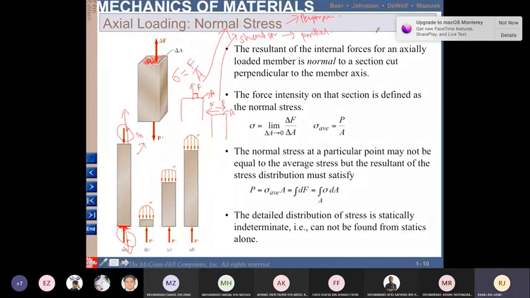So stress has two types. One is normal stress, and one is shear. Normal stress is typically written with this symbol, sigma. Shear stress is typically written with this symbol, tau. But the equation is still the same, F over A. Only the direction of F and A differs, either perpendicular or parallel.